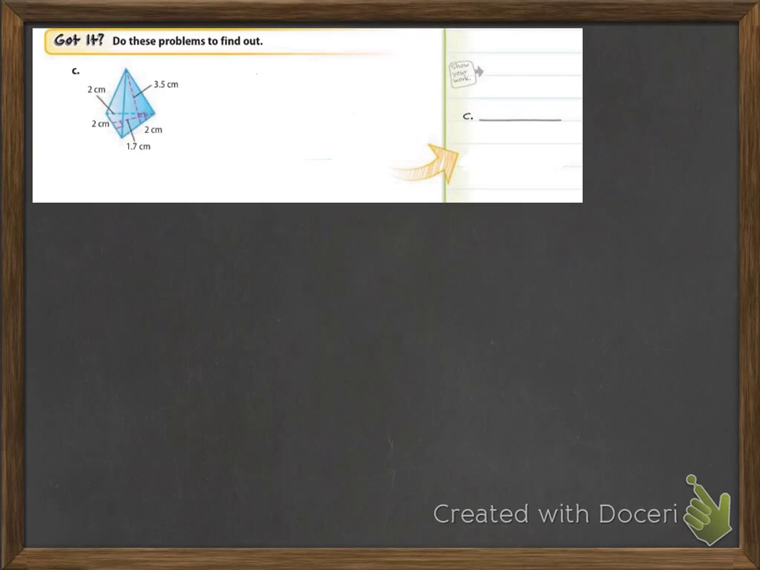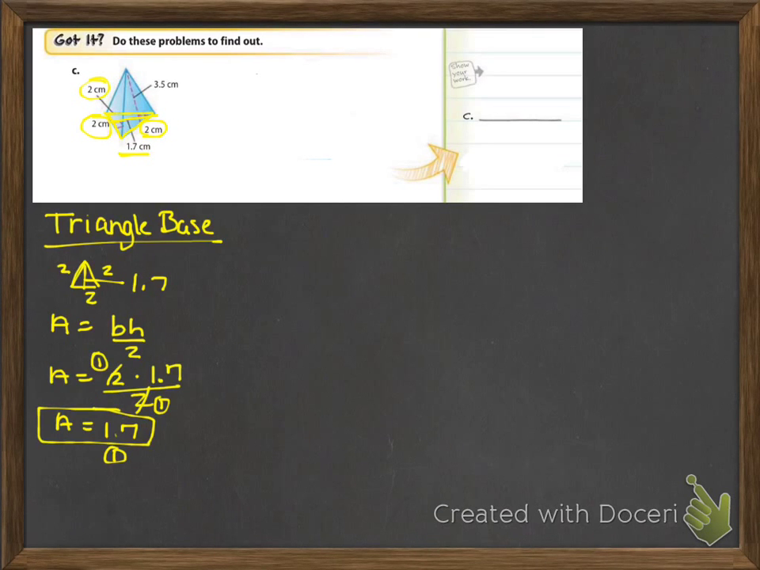All right, welcome back. So as you can see, let's go ahead and work on our base first. The base of this triangular pyramid is going to be outlined here in yellow. And as you can see, you have a side length of 2, another side length of 2, and another side length of 2. So again, we have an equilateral triangle on the bottom, so let's go ahead and find the area there. You also notice that the height is going to be right here, that 1.7. So let's go ahead and put that into our formula.